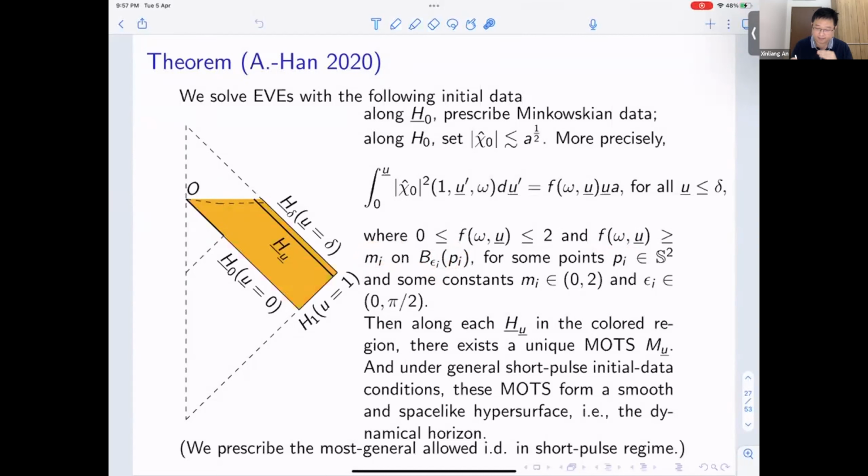We can still show that along each incoming null cone there exists a unique trapped surface, under very general short pulse initial data conditions, and these surfaces form a smooth and spacelike hypersurface. This is also the so-called dynamical horizon in the physics literature. I want to mention that the condition f between 0 and 2 here is the most general initial data we can prescribe in the short pulse regime, because we really need this to be less than or equal to the square root of a to control the hyperbolic part.